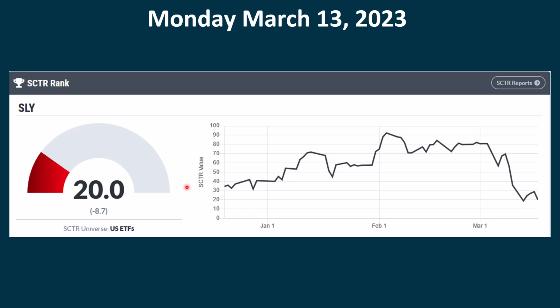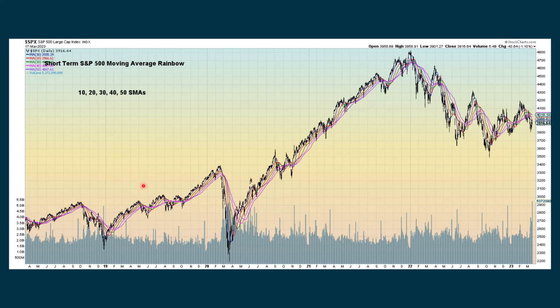Small caps and mid-caps had been in the lead for a lot of 2023. Well, now, with this past week, they really got hammered big time. So some of the other indexes are coming in to take over leadership. On a short-term basis, we have the moving average rainbow going from a moving average of 10 all the way up to 50, where we're just chopping around in the rainbow. When we're going up and down, above and below the rainbow, this chart isn't as helpful.